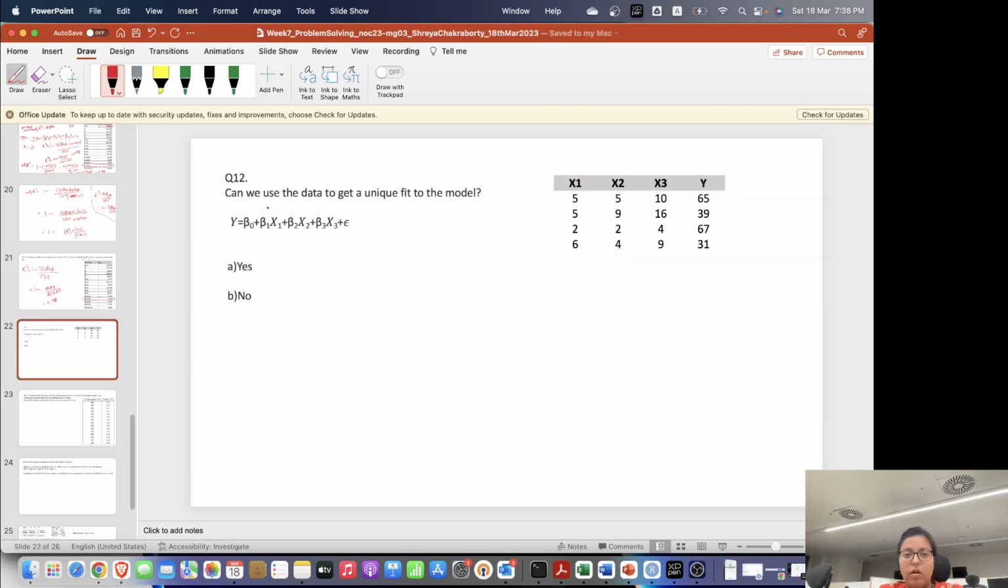So, let's see question number 12. We have a set of variables, we have three regressors, four parameters, and this data matrix. So, can we fit OLS? Should we fit OLS?